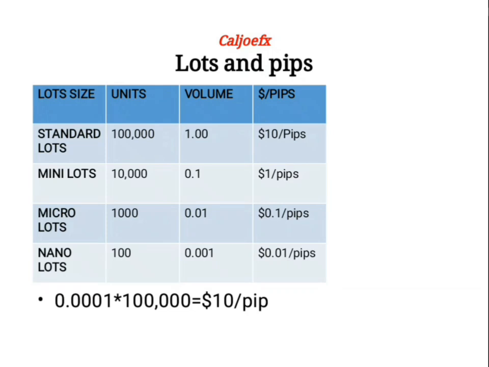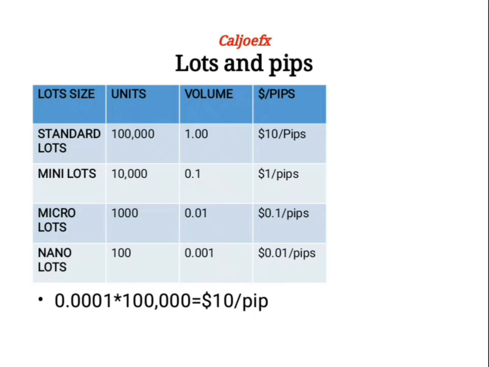Now you can see that under the unit we have 100,000. Under mini lot we have 10,000. Under micro lot we have 1,000. Under nano lot we have 100. Then the volume follows 1, 0.1, 0.01, 0.001.